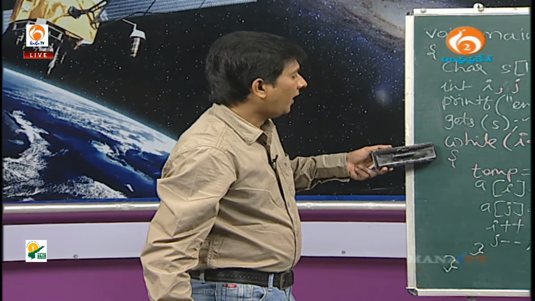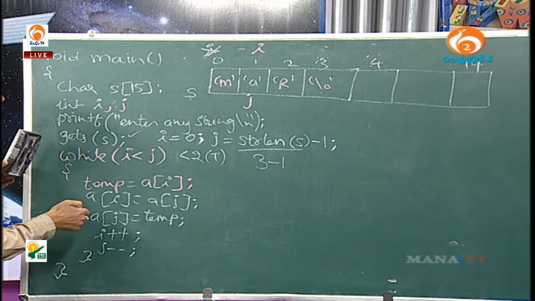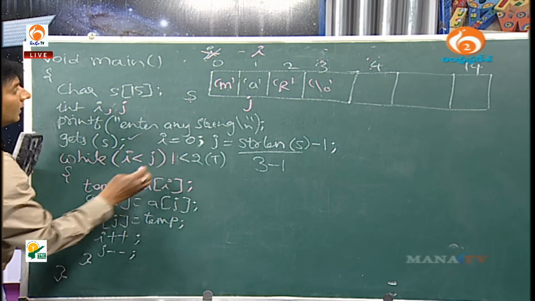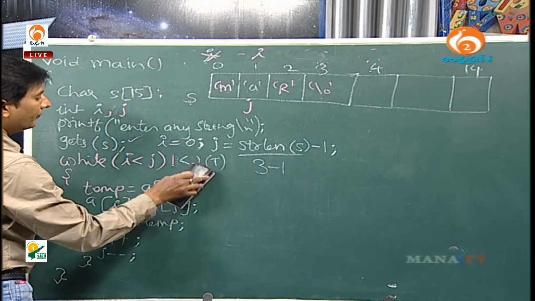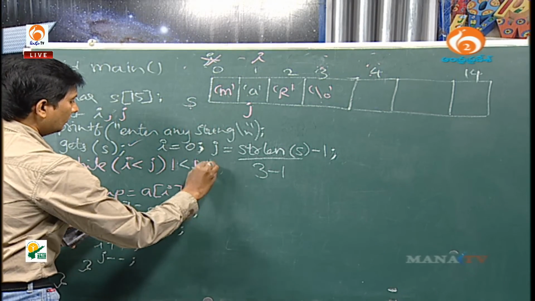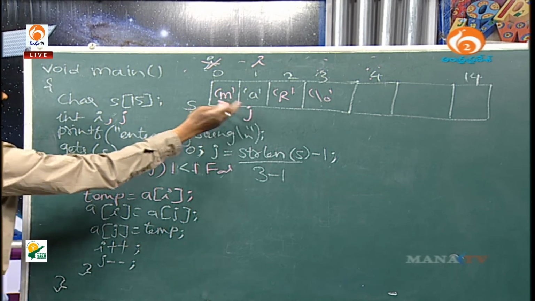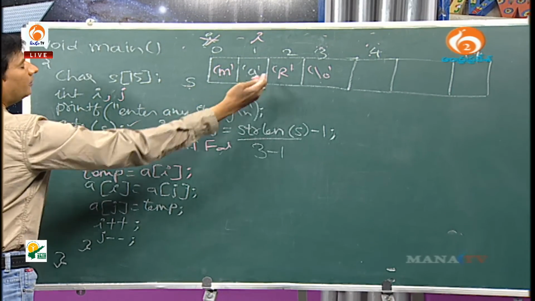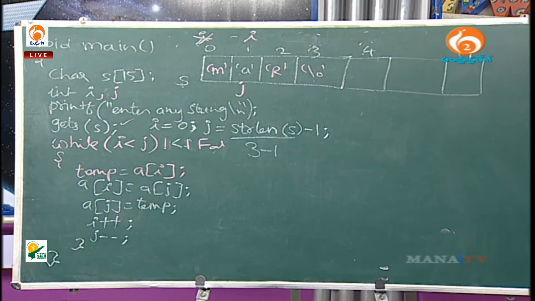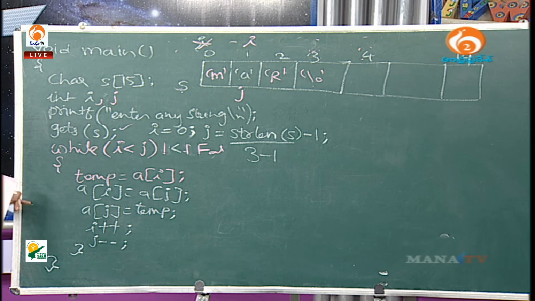Next iteration, while I less than j, here I means 1, less than j, j means the same. 1 less than 1, which is false, control comes out of the while loop. Already swapped, already reversed this one. RAM in reverse order is MAR. Okay. This is the logic for the reverse of a string.